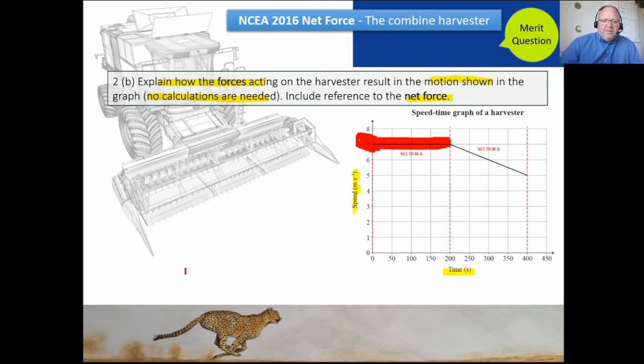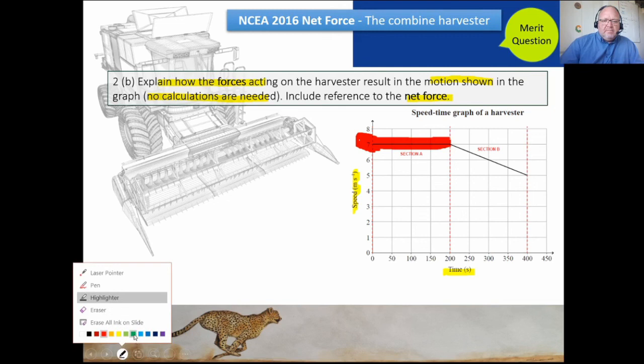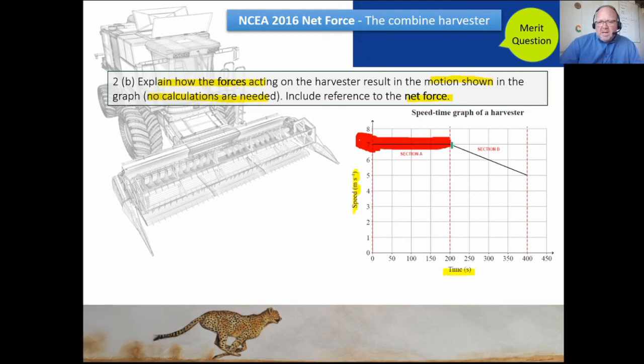On section B we have our initial velocity is 7. Our final velocity is 5. So final velocity minus initial velocity gives us -2. So we are decelerating. Okay, we are decelerating, and that deceleration took us another 200 seconds.